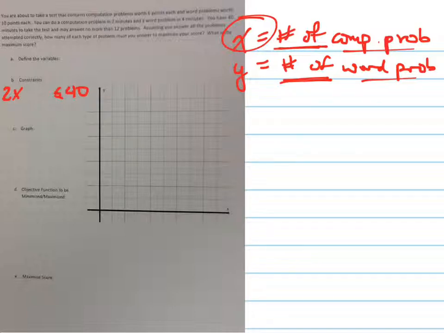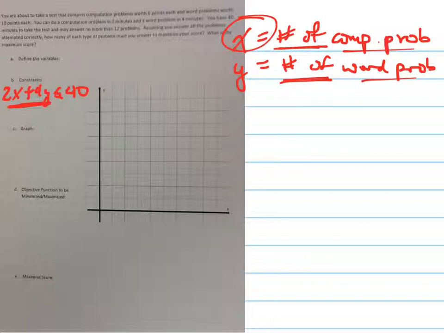And how many minutes does it take to do a word problem? 4Y. 4 minutes. So 2X plus 4Y. This is the total number of minutes that it takes me to do my problems, and that has to be less than or equal to 40. So that's my time problem, or my minutes problem.